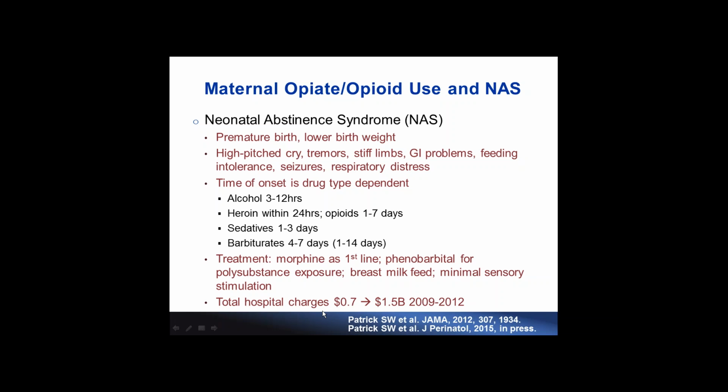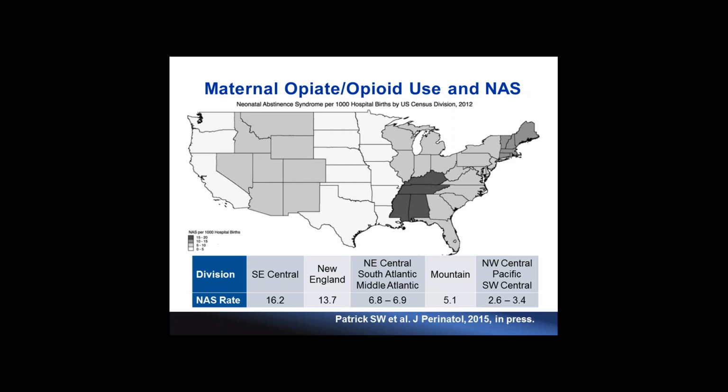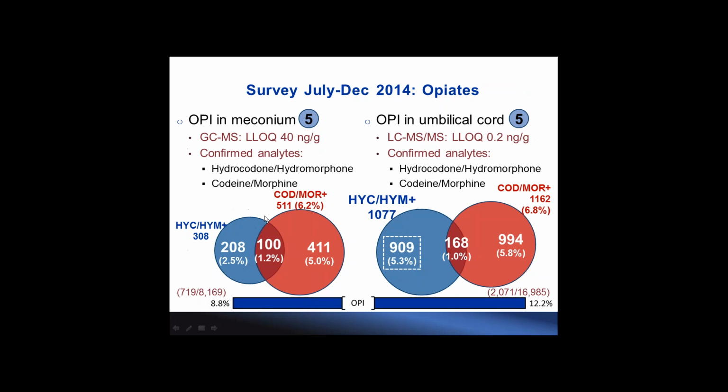It's quite a bit of financial burden for hospitals, at a scale of $1 billion. From 2009 to 2012, it had doubled. So here's a map showing the incidence of the NAS cases. The highest incidence happens in the southeast central area, followed by New England, then the other lighter gray areas. So what do we see in our labs?